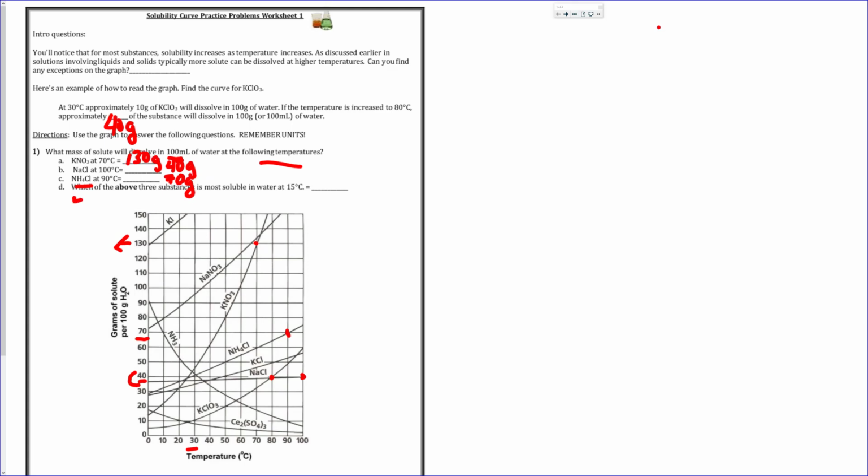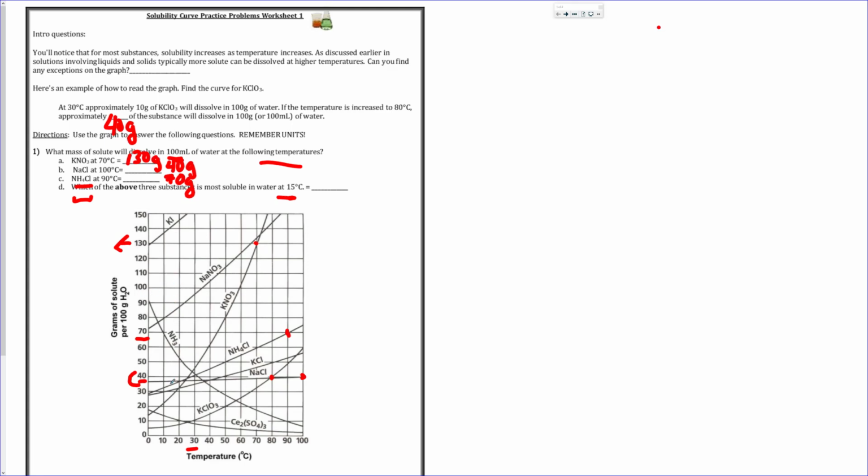And then the last question here is which of the above three substances is the most soluble in water at 15 degrees? So which one can you dissolve the most of? So this is the 15 degrees. So you want to look at the one that has the highest point, right? Because the higher up you go, the more solute you can dissolve.